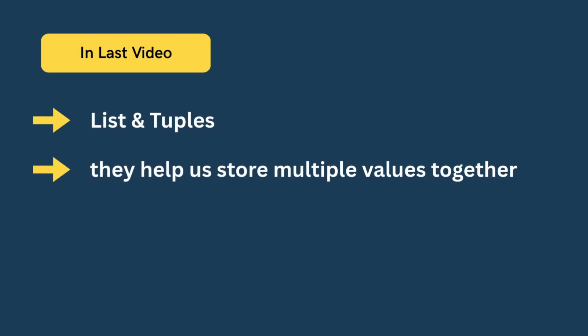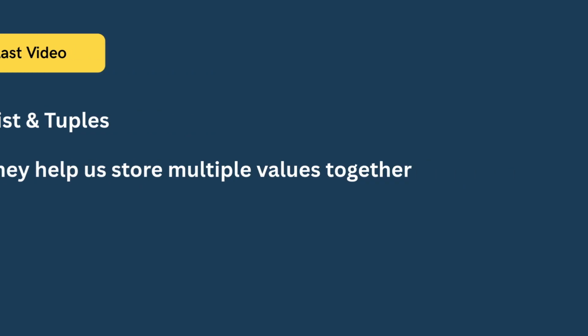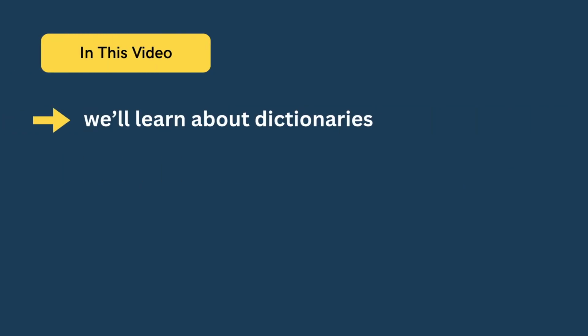In the last video, we learned about lists and tuples. We saw how they help us store multiple values together. In this video, we will learn about dictionaries. Dictionaries are very important when working with data because real datasets usually come with names or labels.